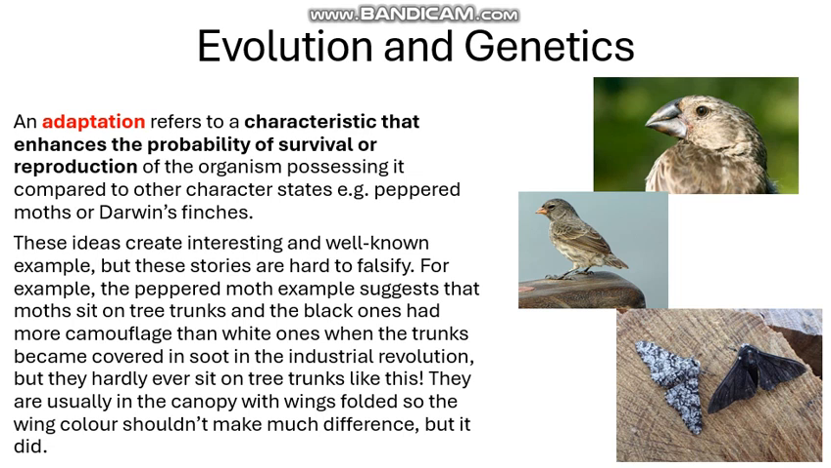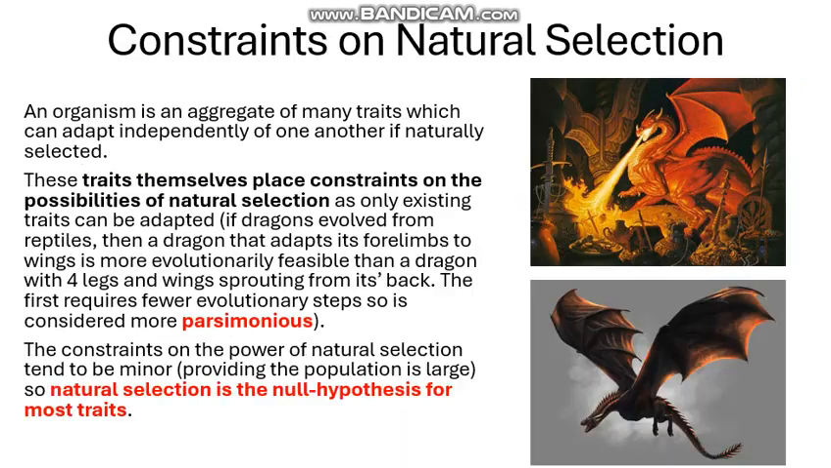The adaptations that an organism can develop to increase their likelihood of survival are limited to the actual anatomical structures of the animal. So an example I like to talk about is dragons in fiction. An organism is an aggregate of many traits which can adapt independently of one another if naturally selected. These traits themselves place constraints on the possibilities for natural selection, as only existing traits can be adapted.